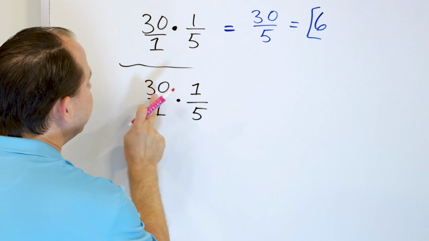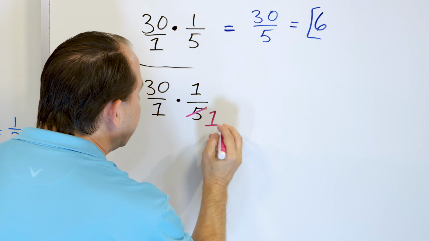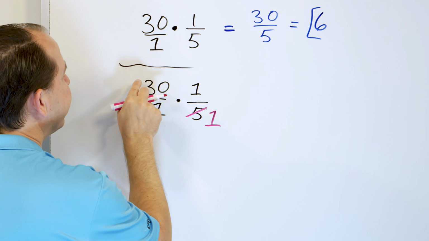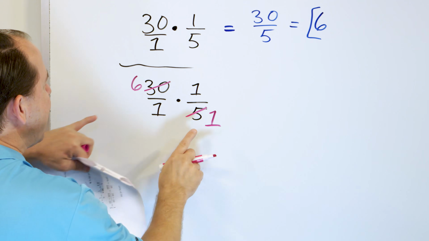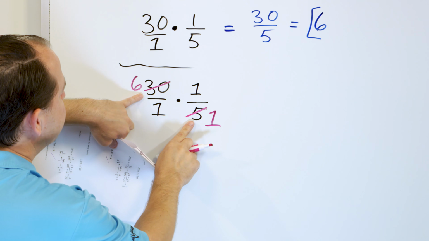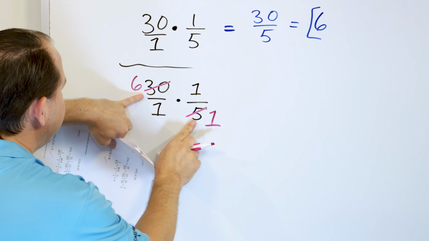I can divide both of these by 5. So in my mind, I say 5 divided by 5 is 1, and I write the 1 there. And also 30 divided by the same number 5 is 6. So I'm picking a pair of numbers and I'm dividing them both by the exact same thing. 5 divided by 5 is 1. 30 divided by 5 is 6.